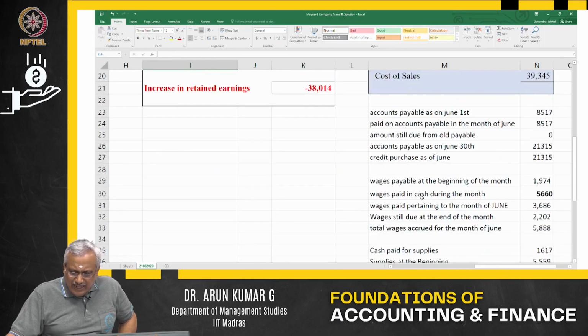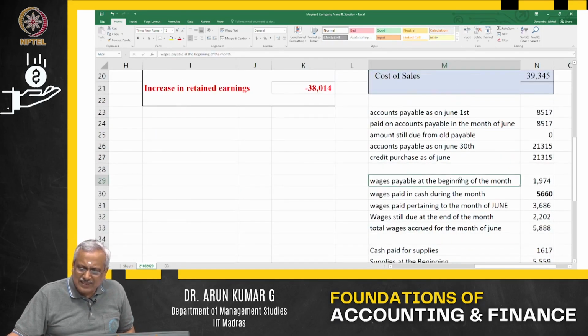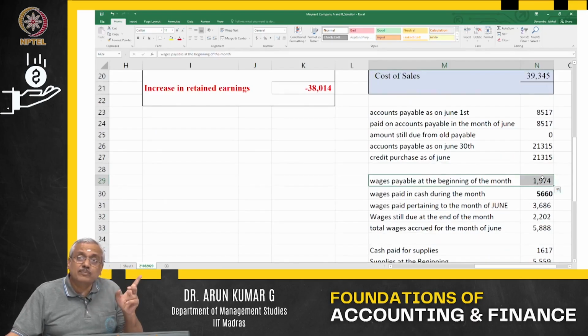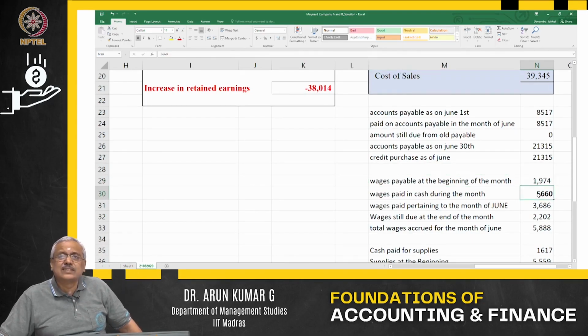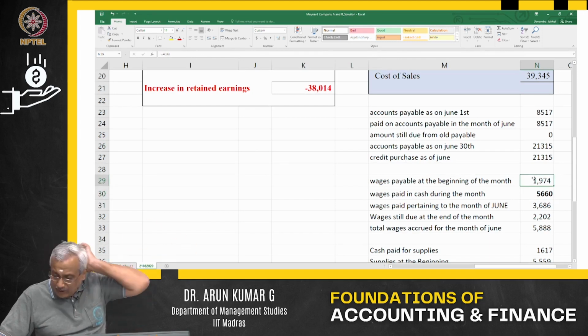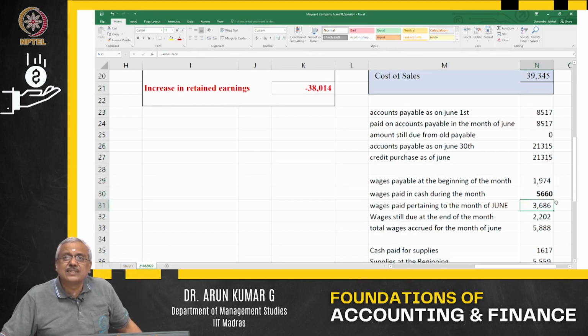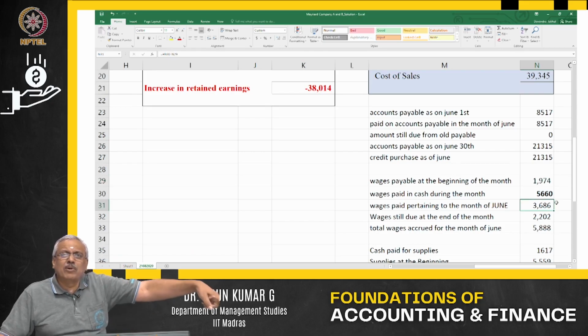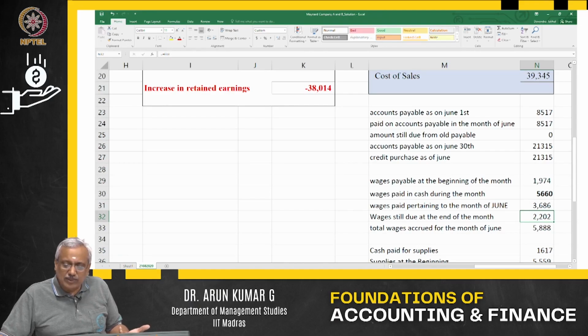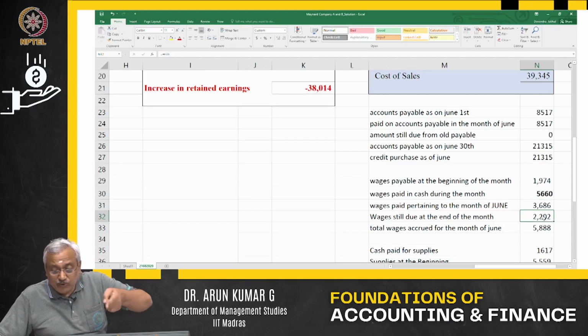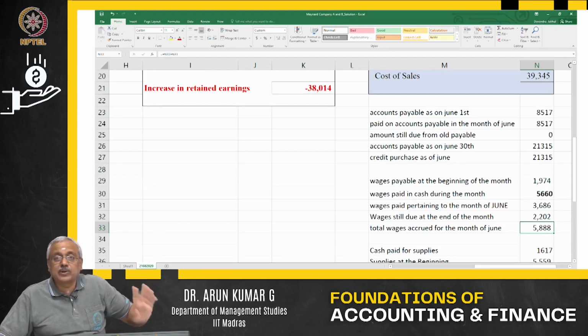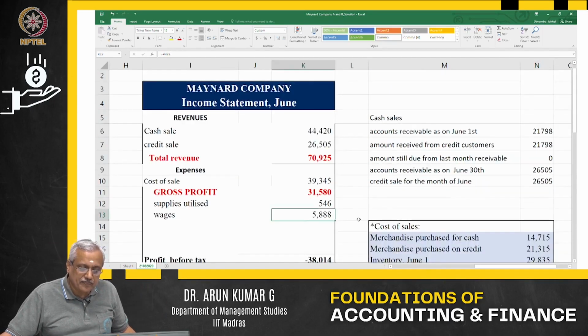Next, I go on. Again, I repeat. What is the wages at the beginning of the month due, old, for the month of May or whatever, April 1974? How much cash has gone out? 5660. Out of 5660, obviously 1974 pertains to the old one. So, how much pertains to the month of June? 3686. There is still some amount that is yet to be paid on 30th of June. So, what is the total wages accrued for the month of June? What is paid pertaining to the month of June plus what is still due at the end of June, both put together. That is what we have taken out here.